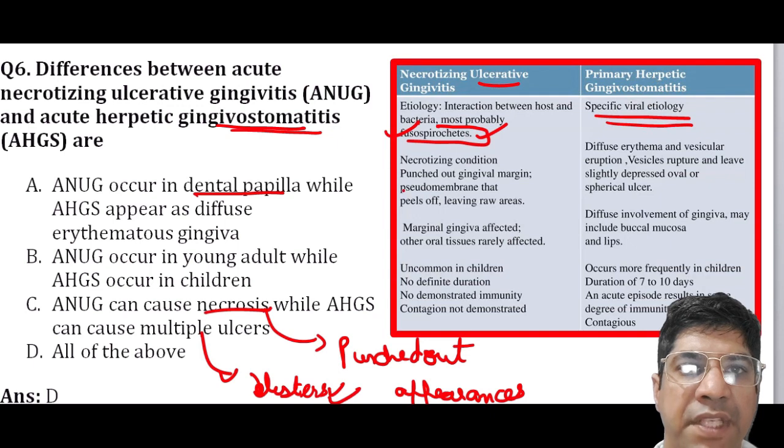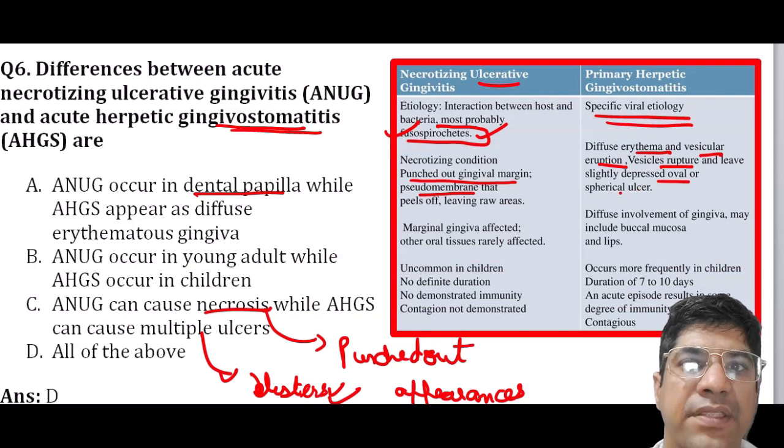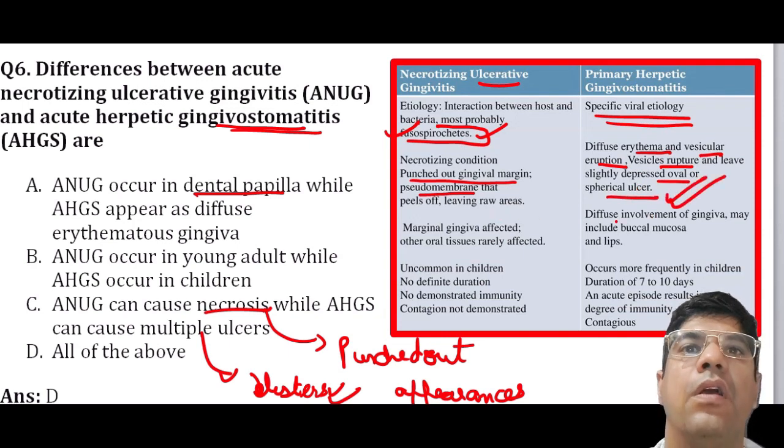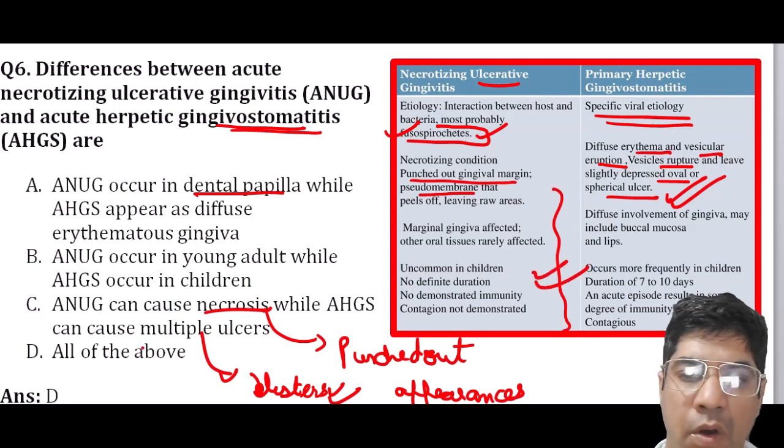So you see here a punched out gingival margin with pseudomembrane, whereas in herpetic gingivitis there is erythema and vesicular eruptions, the vesicles that rupture and leave depressed or spherical ulcers. So remember these differences. So your answer would be all of them.